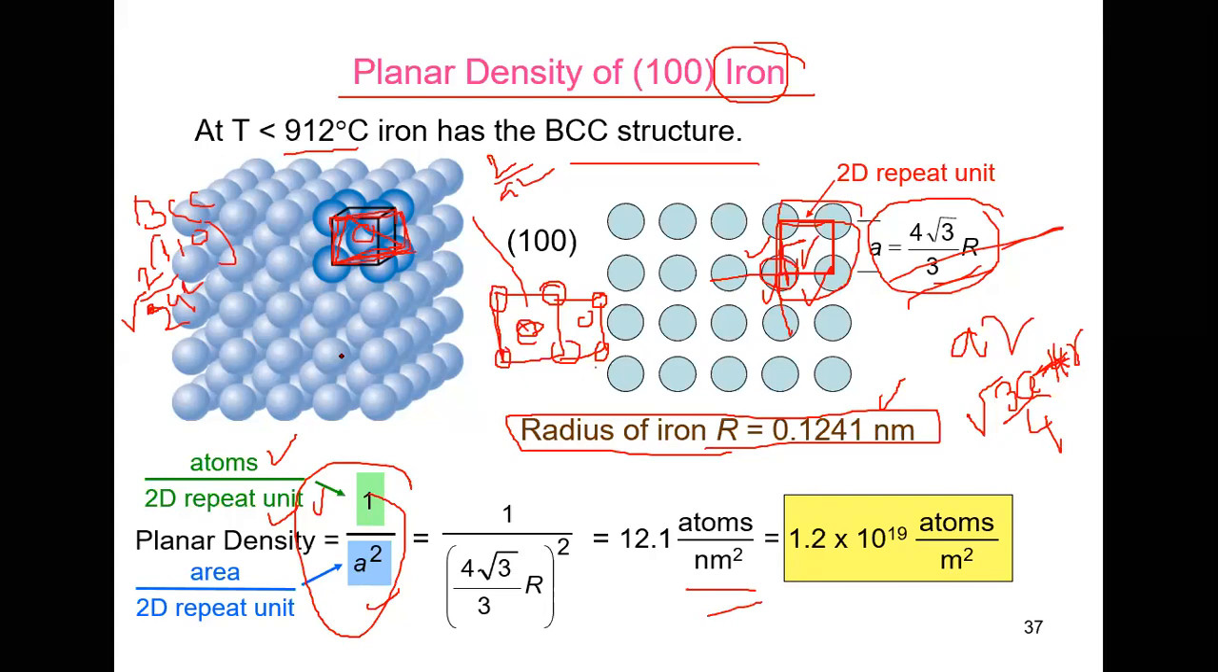And so on. So in the exam, I might ask you to calculate the planar density of atoms in various crystals.